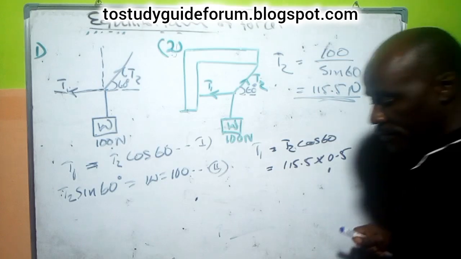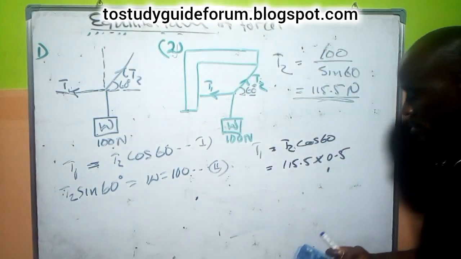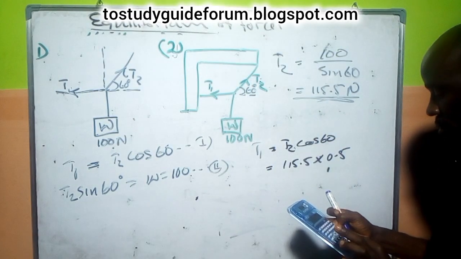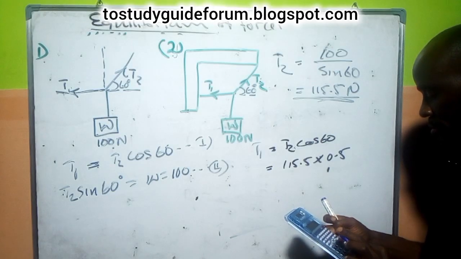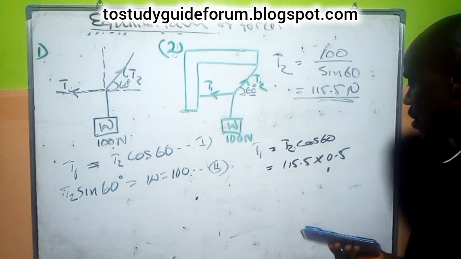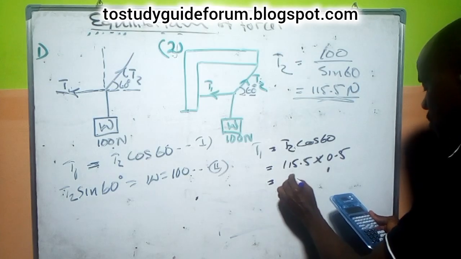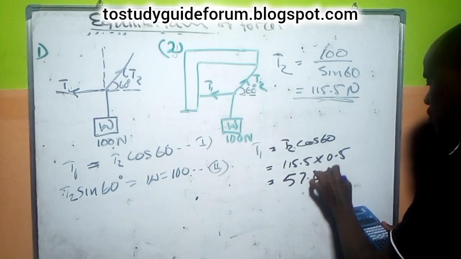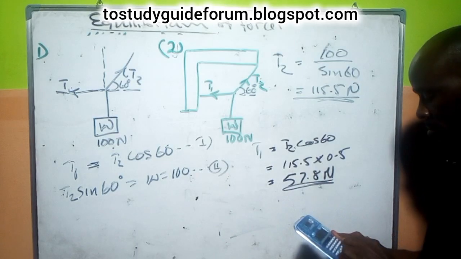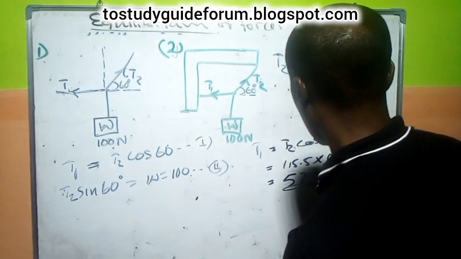Then what do we have? 0.5 times 115.5, so we have 57.8 Newton. So that's what we have in this case.